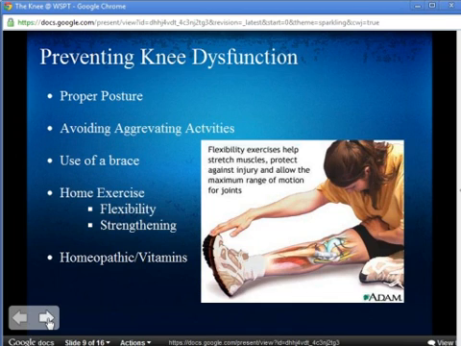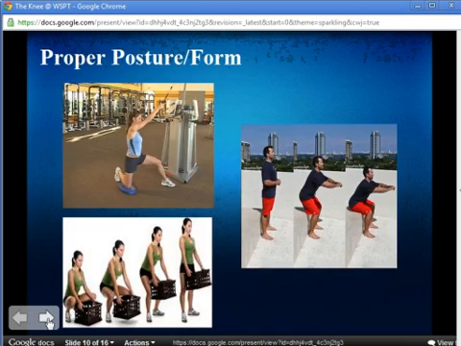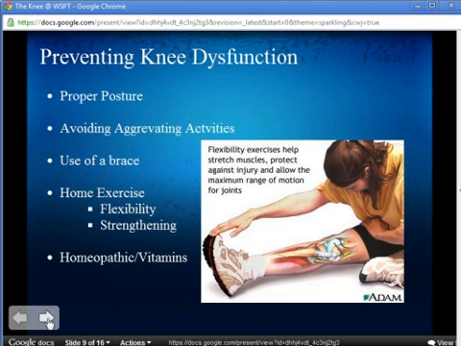I will go over that in the next slide. I hope they added it to it. Yeah. Okay, good. We'll go over that on the next slide. Avoid aggravating activities. I'll also go over that in the next slide.